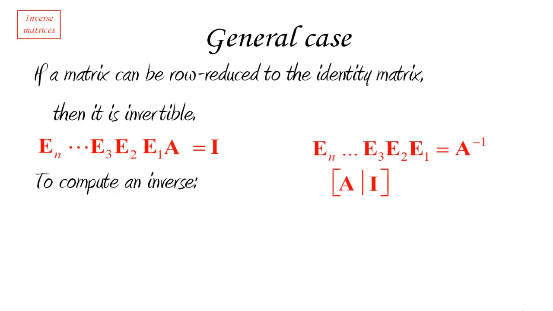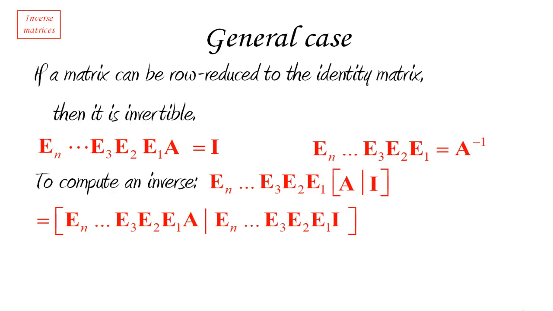Then we're going to take this big matrix and apply to it enough elementary row operations so that A becomes the identity. So let's take that big matrix, apply both to the left and to the right hand side all these matrices, and let's see what happens.